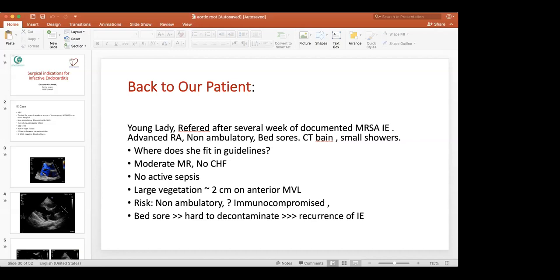Can we do coiling for mycotic aneurysm? That will not increase the risk of infection?